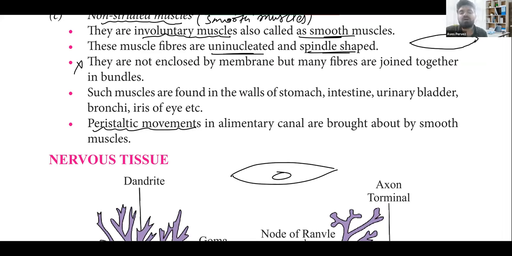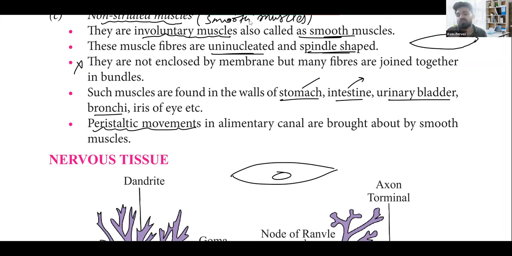Note another point. Such muscles are found in the wall of the stomach, small intestine, urinary bladder, and bronchi. Bronchi are in the lungs. When you inhale or exhale, the contraction and relaxation of these balloon-like structures is done by specialized cells that are also made up of smooth muscles. When we have to urinate, we cannot control it for a long time because it is involuntary.